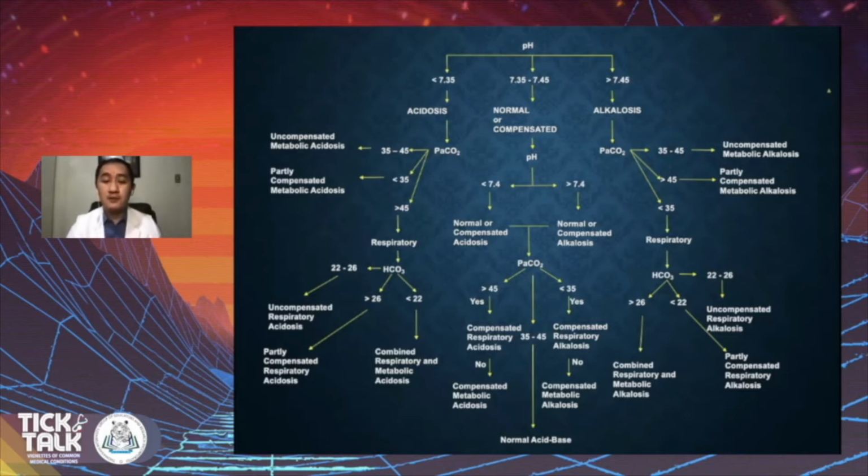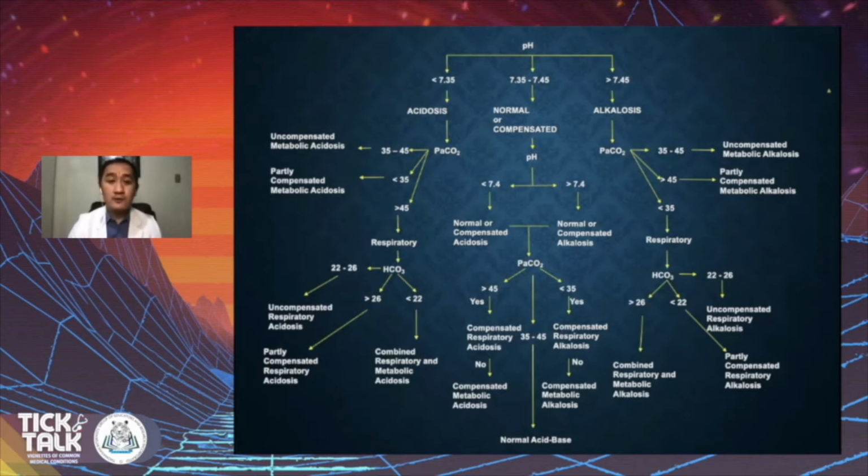And if it's elevated, more than 45, it's partly compensated metabolic alkalosis. And if it's low, below 35, your primary disturbance is respiratory, and then check for the bicarbonate. If it fits within the normal, it's uncompensated respiratory alkalosis. If it's below the normal, it's partly compensated respiratory alkalosis. If it's more than normal, you are now entertaining a combined or mixed respiratory and metabolic alkalosis.